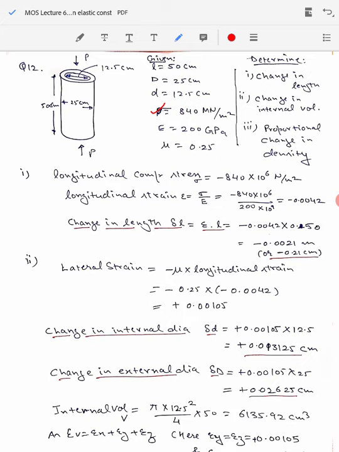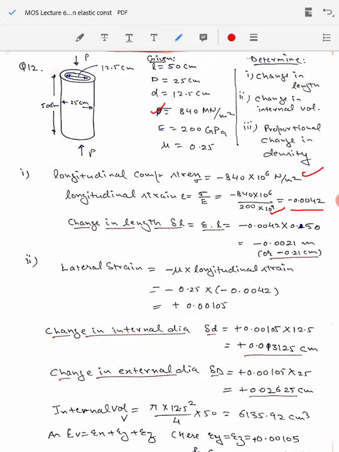Now in order to calculate the change in length, you need to calculate the strain, longitudinal strain that is being produced, and strain is nothing but the stress divided by modulus of elasticity. So you have been given the value of stress directly. So you have minus 840 into 10 to the power 6 Newton per meter square. That is the stress value that is occurring in this. A minus sign is preceding it because it is a compressive stress. We divide it with the modulus of elasticity value, which is given to you, that is 200 into 10 to the power 9 Newton per meter square, and we calculate the strain value, which comes out to be minus 0.0042.